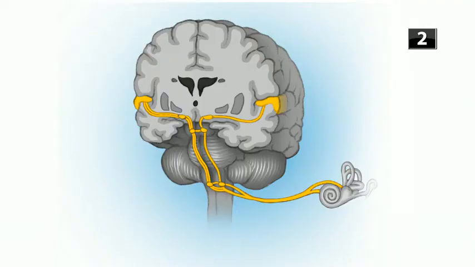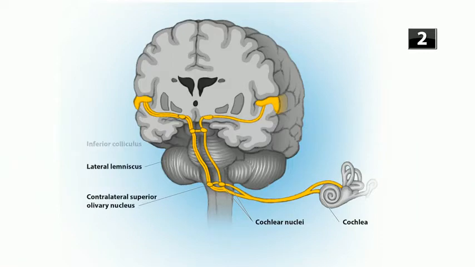Next, diagram the pathway by which the cochlea communicates a signal to the primary auditory cortex. Basically, the signal goes from the cell bodies of the spiral ganglion, which is found in the cochlea, to the cochlear nuclei, then to the contralateral superior olivary nucleus, then to the lateral lemniscus, then to the inferior colliculus, then to the medial geniculate body, and then finally to the primary auditory cortex.